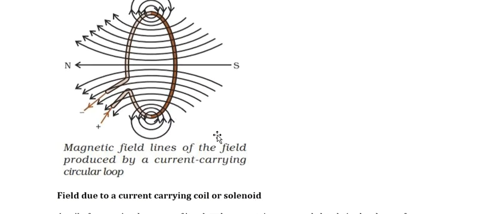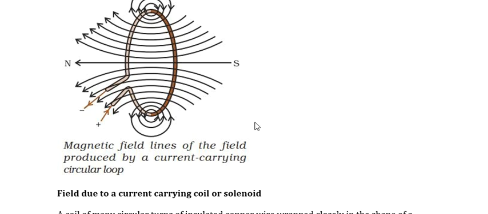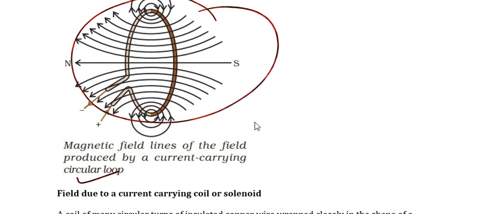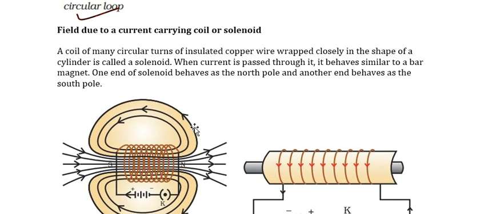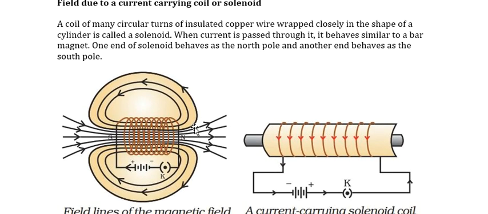Next, the magnetic field lines of the field produced by a current carrying circular loop. You can see here in the picture, right? Next point, field due to a current carrying coil or solenoid.